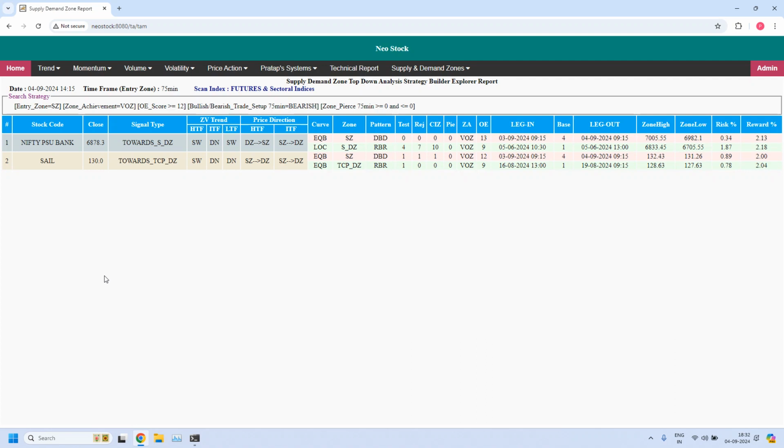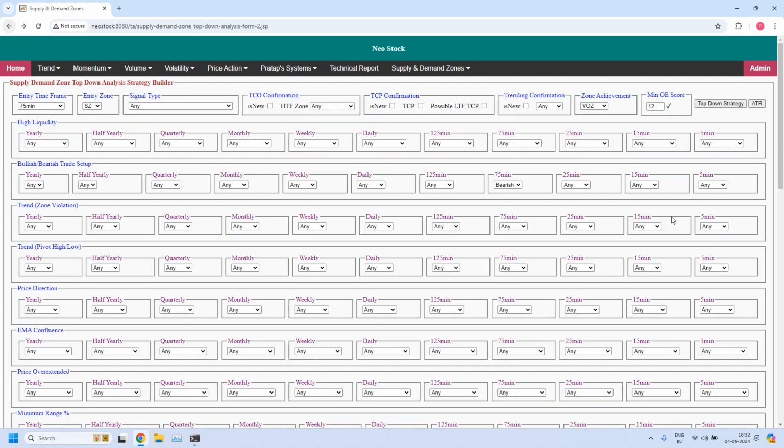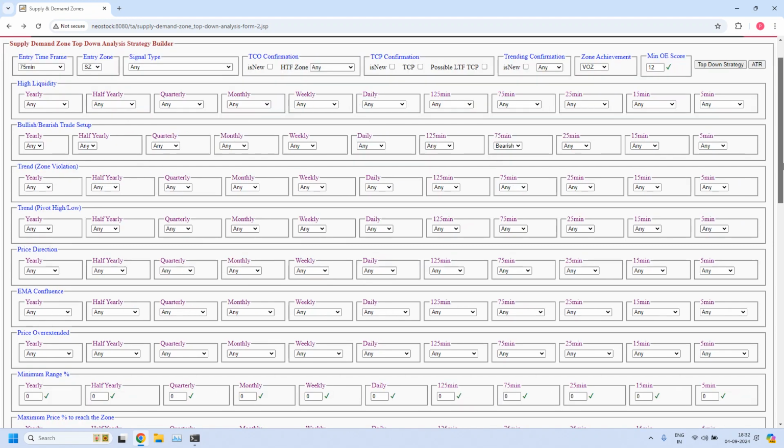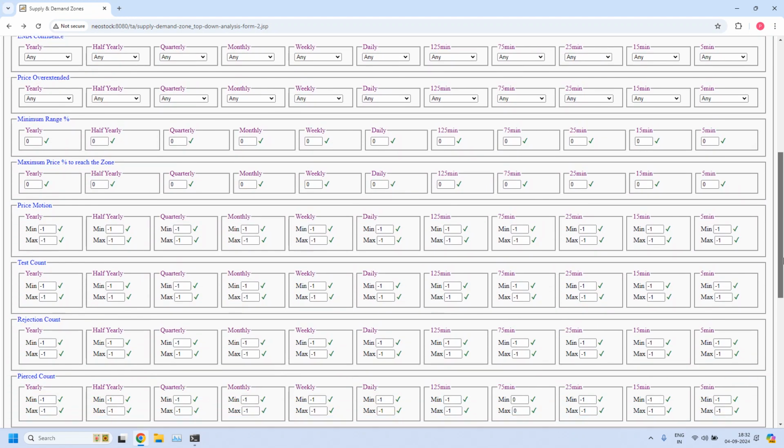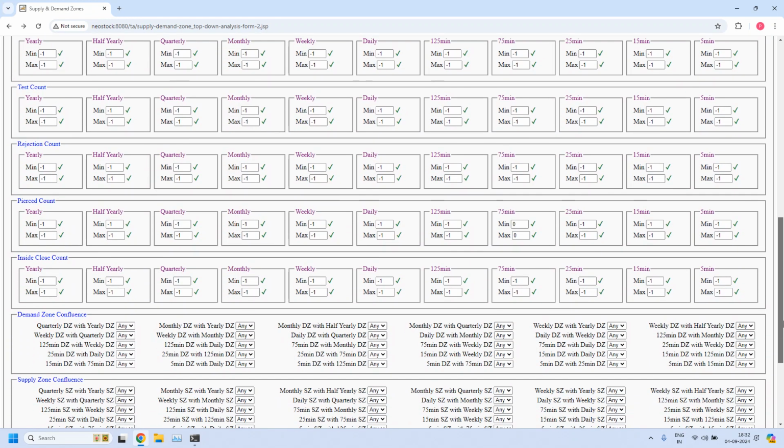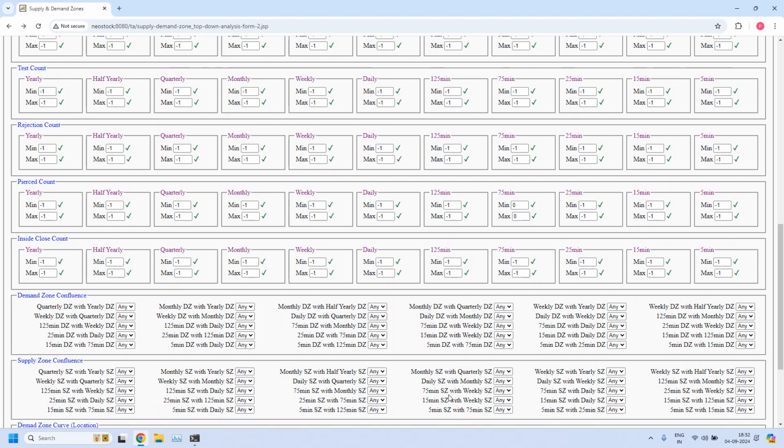So these 2 stocks are currently supporting bearish trade setup for weekly income trade, that is entry time frame 75 minutes. And let's verify if any of these stocks are having confluence with ITF time frame, that is 75 minutes and daily. Supply zone confluence. So 75 minute supply zone with daily supply zone, I am enabling the filter.